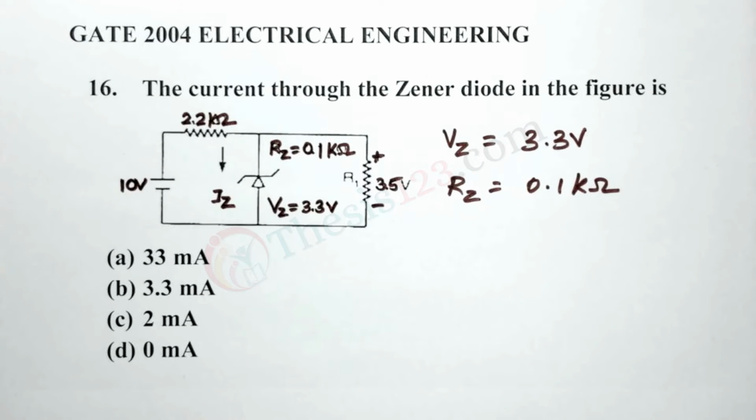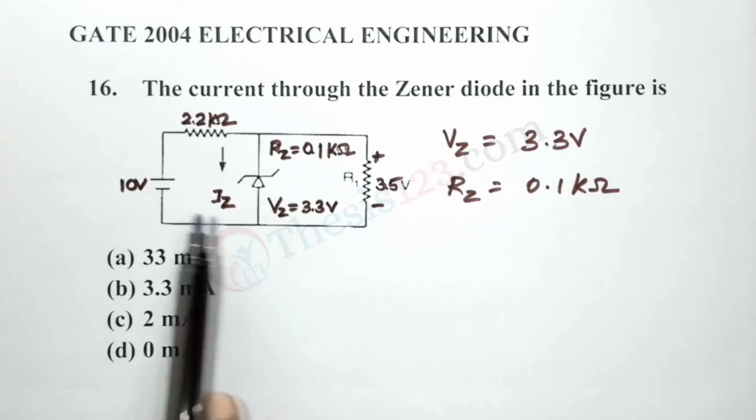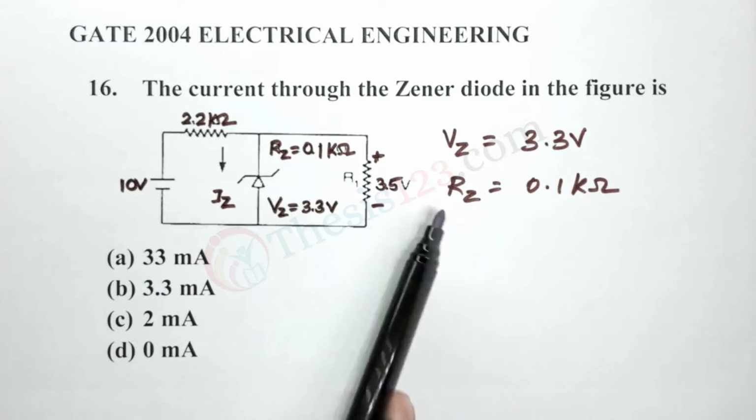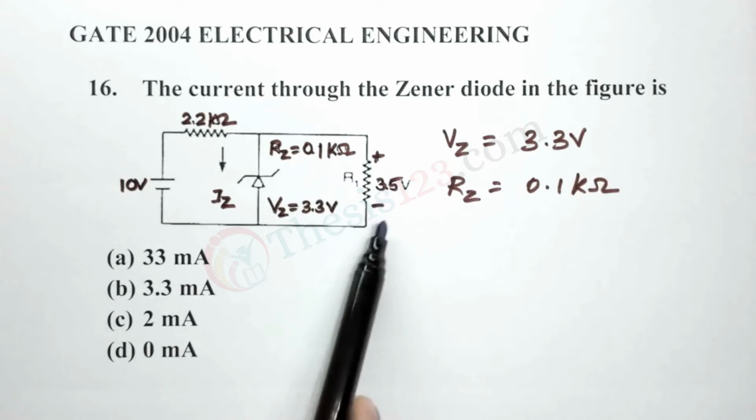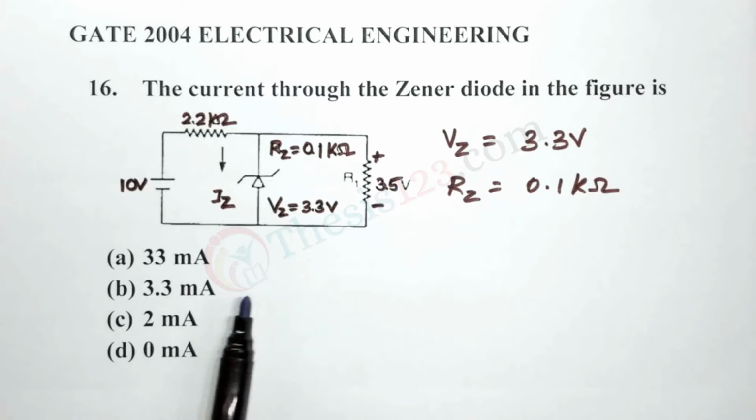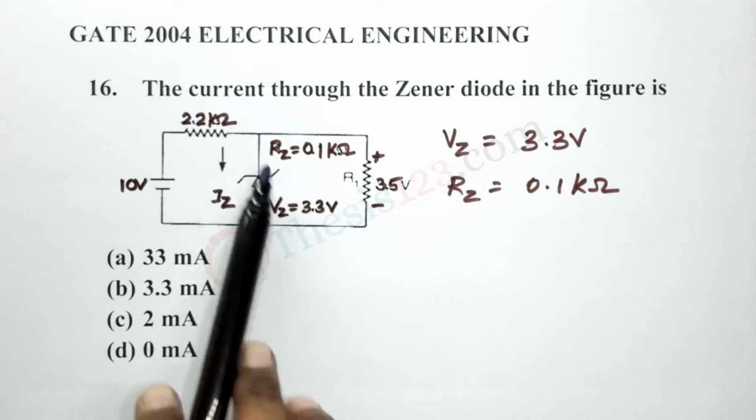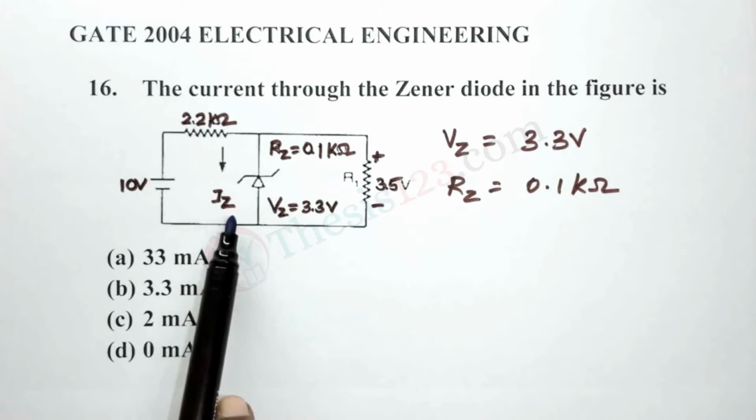Here is the next question, number 16. The current through the Zener diode in the figure given is, we have our four options, 33 milliamps, 3.3 milliamps, 2 milliamps, and 0. So, in the figure over here, you will notice that on one end we have our source of 10 volts, and the voltage across the resistor R1 is 3.5 volts. We will have to find out the current through the Zener diode here, given as IZ.